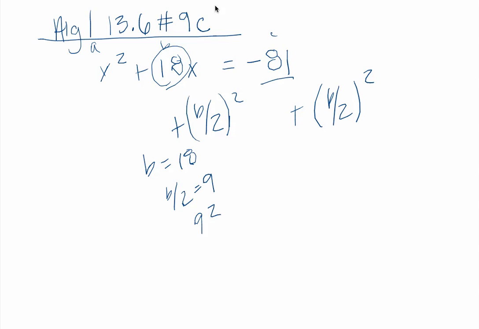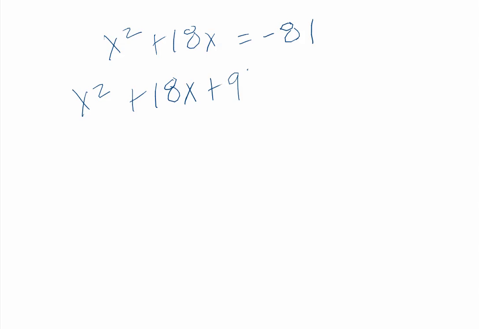Now let's go to a new page. We have x squared plus 18x equals negative 81, and we just figured out that we need to add 9 squared to both sides. And I'm going to leave it as 9 squared on the left-hand side and go ahead and write 81 on the right-hand side. And the reason I'm doing that is because it helps me out later in the problem. Now, you can tell that this cancels over here, so the whole thing is actually equal to 0.